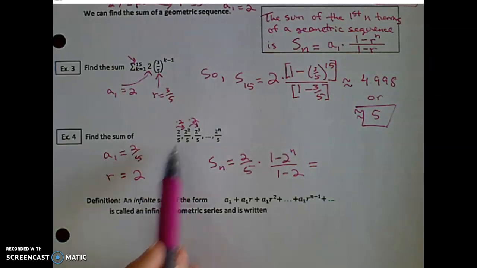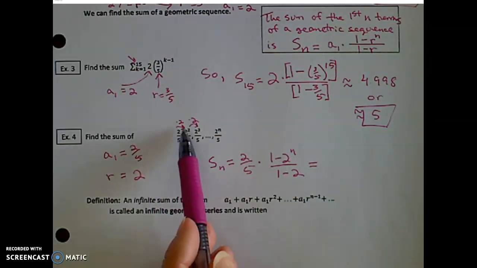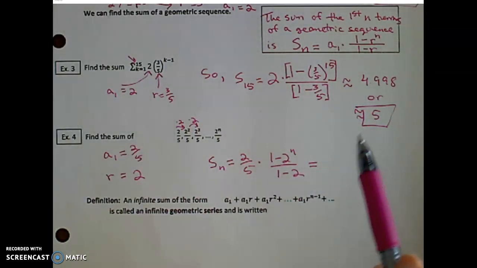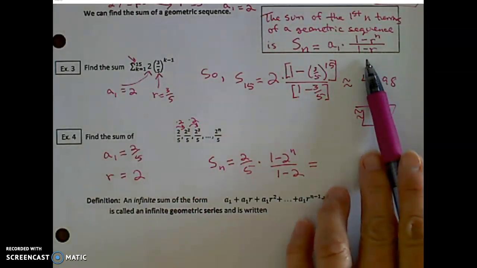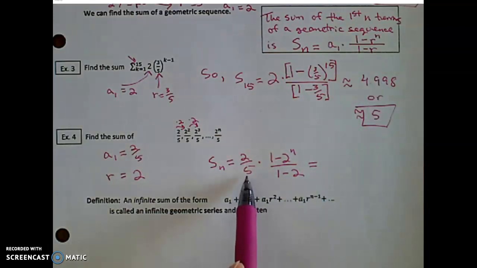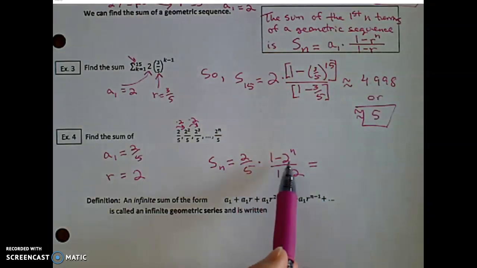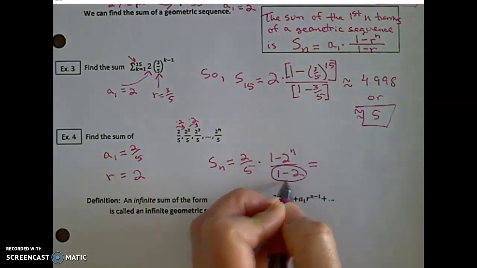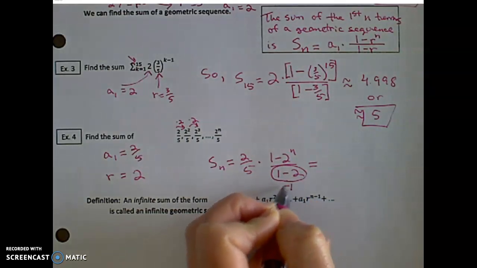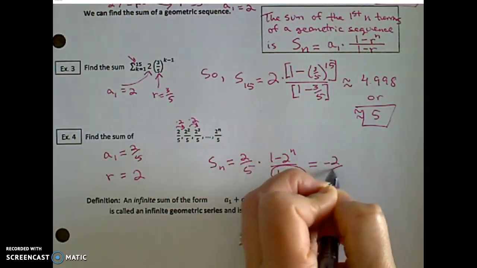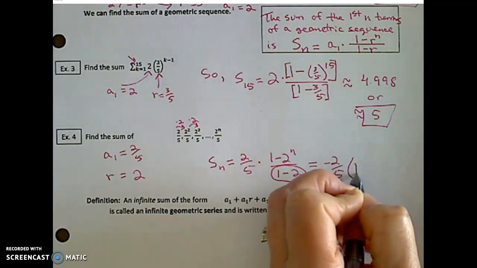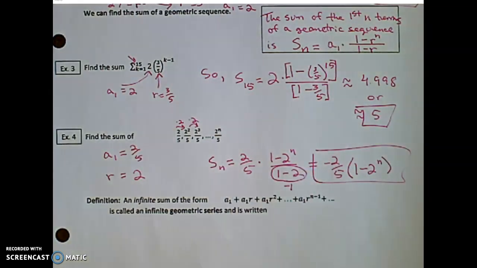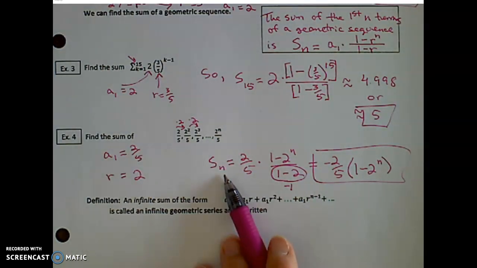Okay, I notice the first term is 2/5, and every time I'm multiplying by 2, so my common ratio is 2. Plugging into that formula for the sum of a geometric sequence, 2/5, the first term, times 1 minus 2 to the n over 1 minus 2. Let me clean this up a little bit. This is simply negative 1. Negative 1 times 2/5 is negative 2/5 times 1 minus 2 to the n. And that's the most I can do for any number of terms n.